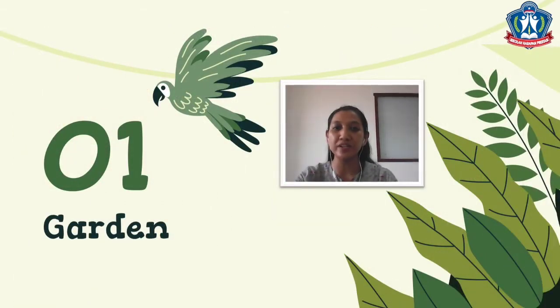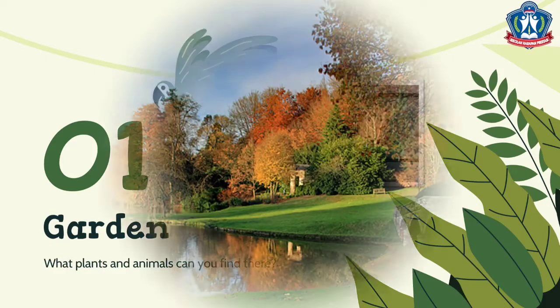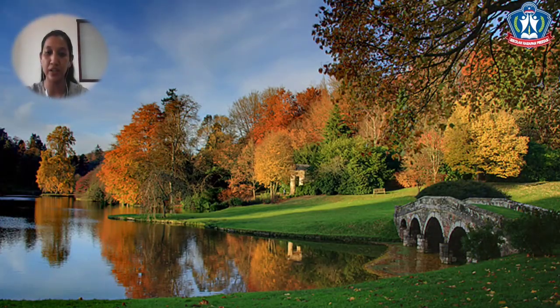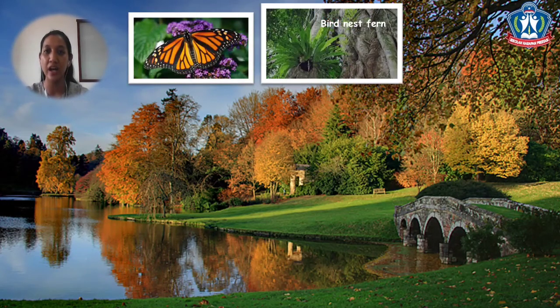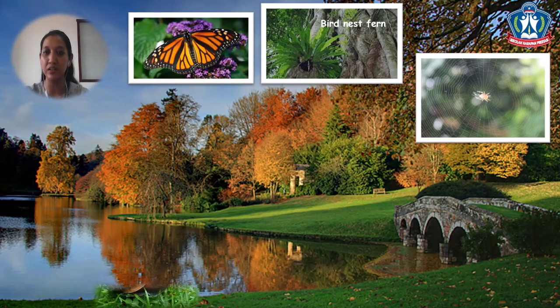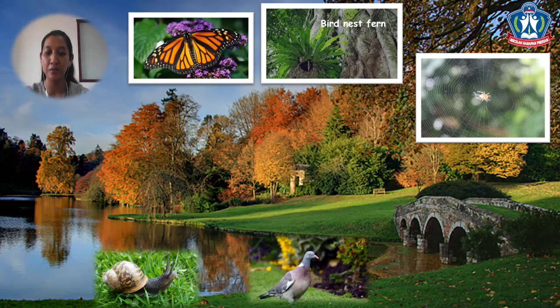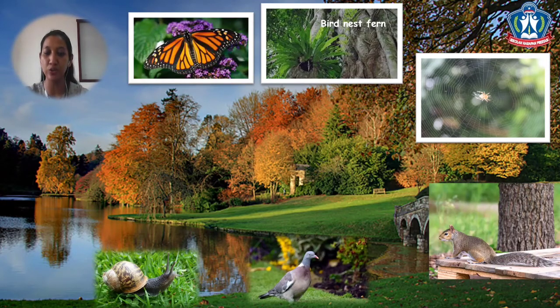Now, let's find out the examples of habitats. First is garden. What plants and animals can you find there? Look at this one. This is the habitat, garden. So the garden is a habitat for butterfly, and then here bird nesting, spider, and also snail, pigeon, and also squirrel.